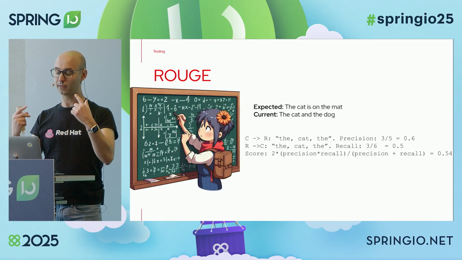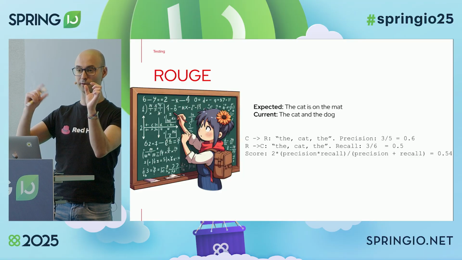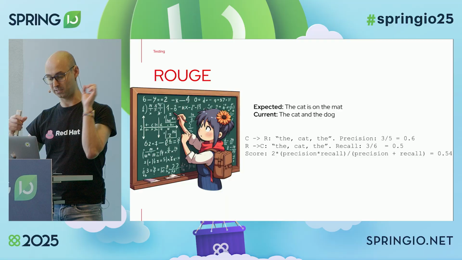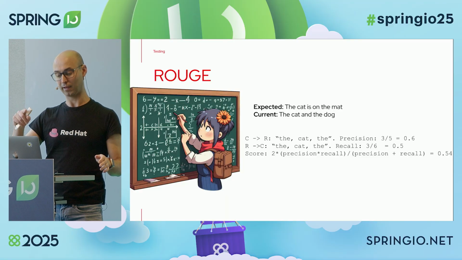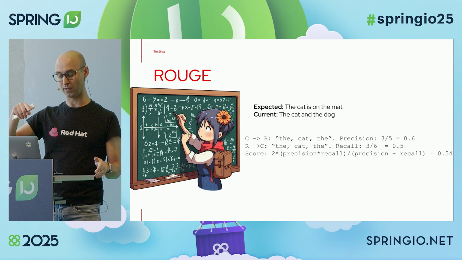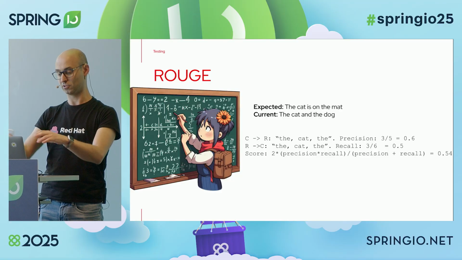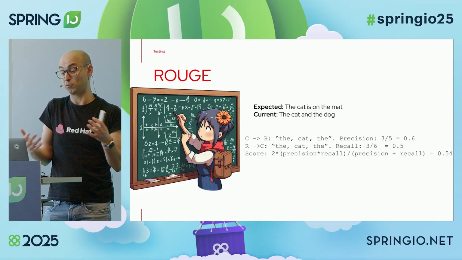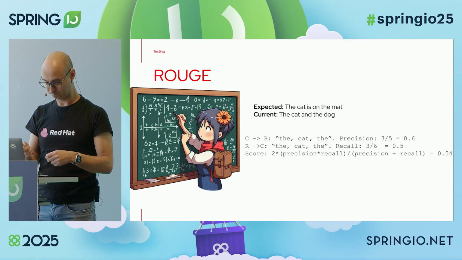How it works, the ROUGE algorithm: basically, it starts by comparing the number of words that are common in both of the sentences, the expected and the current. So basically it says, okay, from the current to the expected, the common words are "the", "cat", "the". And from the expected to the current, in this case they are the same: "the", "cat", "the". Then it just uses this formula and creates a score. And this score tells you how close both of the sentences are.